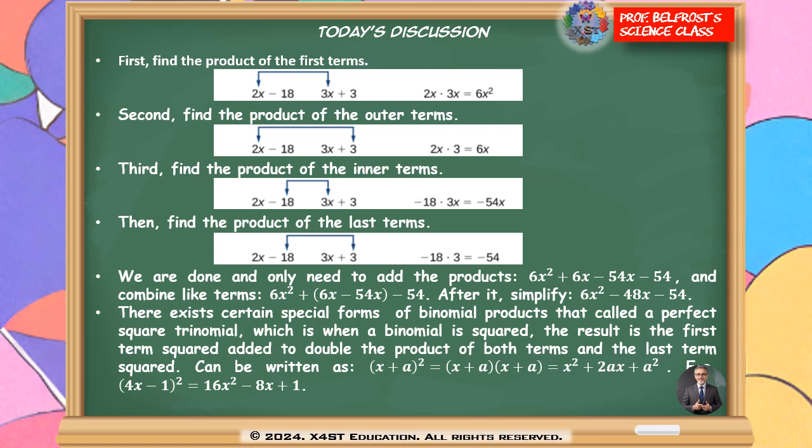Okay, so for polynomials, there exist certain special forms for binomial products called a perfect square trinomial, which is when a binomial is squared, the result is the first term squared added to double the product of both terms and the last term squared. It can be written as x plus a squared equals x squared plus 2ax plus a squared. So for example, if you want to square 4x minus 1, then it yields 16x squared minus 8x plus 1. Easy, right?